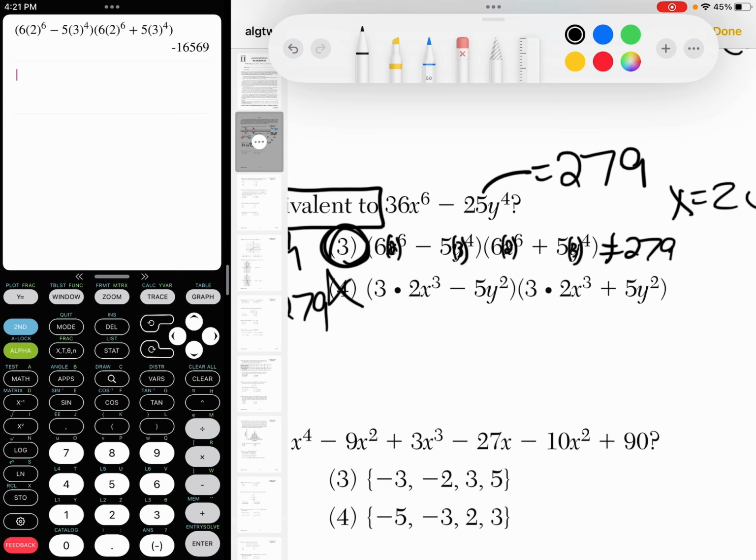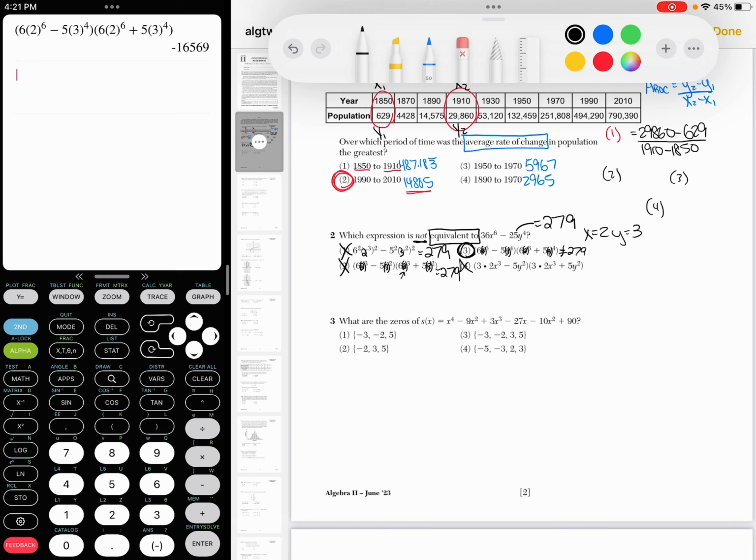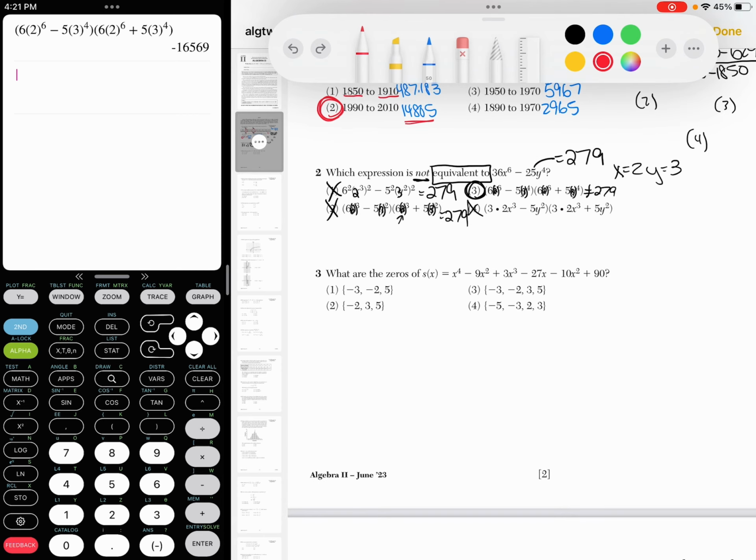But see how I just plugged in the 2 for x, I plugged in the 3 for y. Done. It doesn't need to be 2 and 3. Those were hypothetical, but whatever numbers you use up here, you have to use for your 4 choices as well. Okay. All right, choice 3.